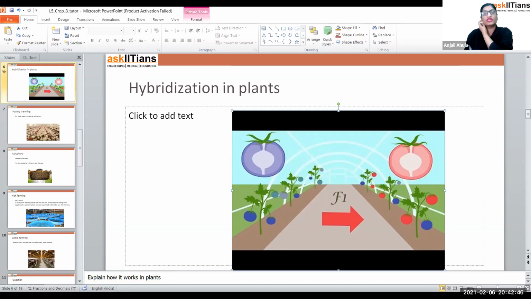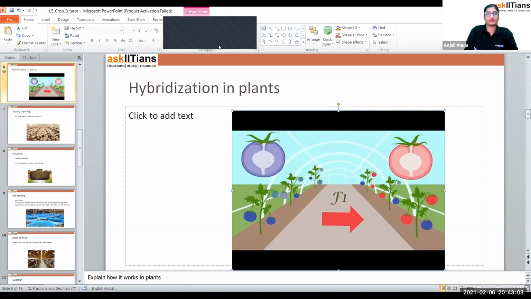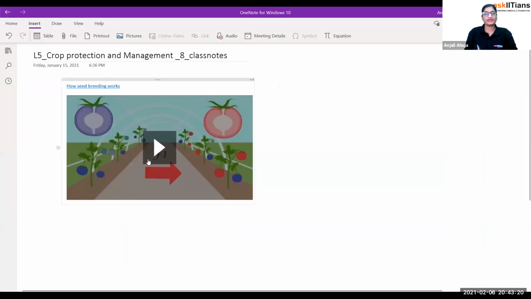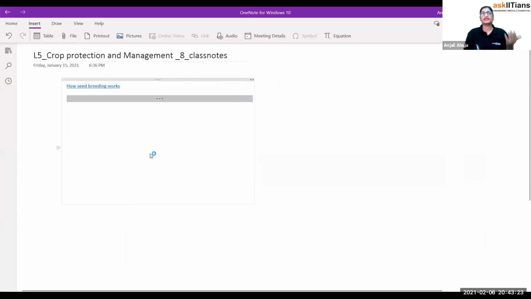You must have heard about the mule. You must have heard about the lion and the hybrids of them. Liger, lion and tiger. Not that easy. Okay, how seed breeding works. I have a video on this. Hold on for a second. Yeah, it's there. So guys, how is seed breeding done? It's just that they are taking two seeds and growing them together. So let's see this video, which is being played.